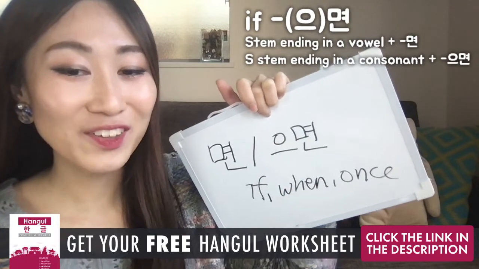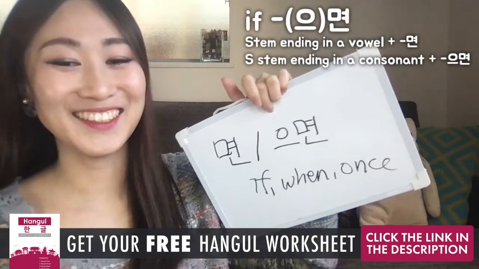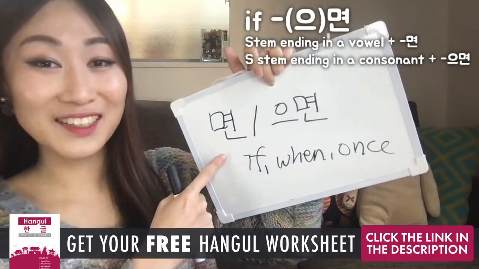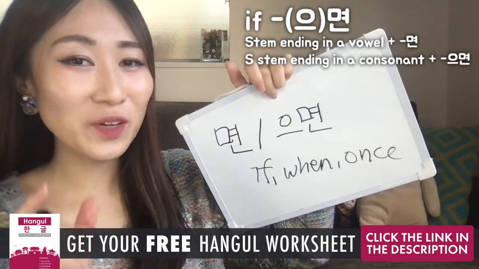면, 으면. 사랑하면 돼요? Can I love you? That's also using this grammar. Can I love you? So it literally means, is it okay if I love you?